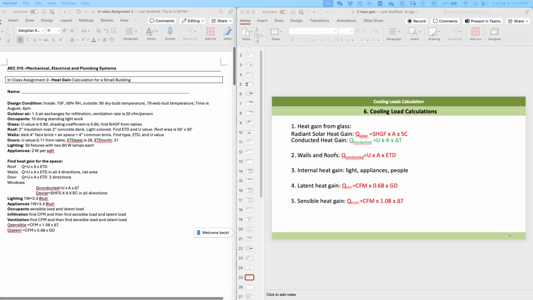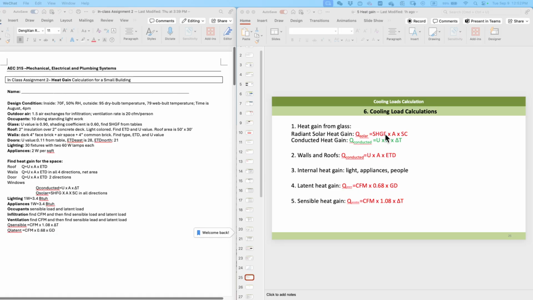The heat gain class includes both the solar heat gain formulas. The first one is radiation, and the other one is conduction or transmission. So for radiation, radiant solar heat gain, we have to first find the SHGF, the solar heat gain factor.